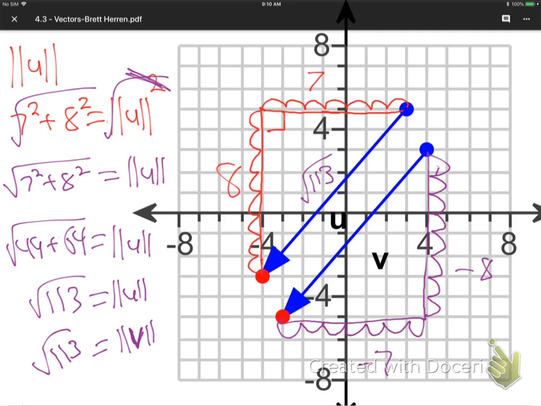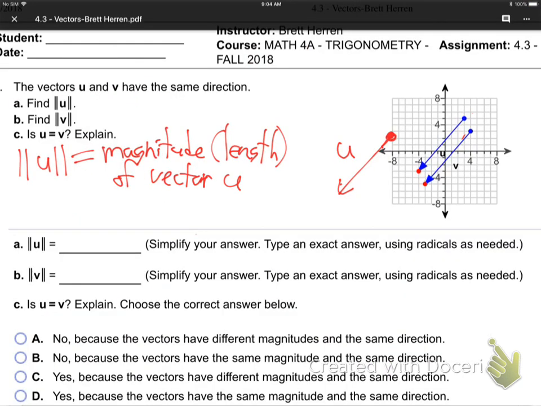Let's move on to something new. Look at question C then. Can you see C? Is u equal to v? Are the vectors the same? Yes, but not just because they both are square root of 113. I know you're just getting used to these. So yes, they are, but it's not just because the square root of 113 equals the square root of 113. That's part of it. Why is that part of it and not the whole thing?